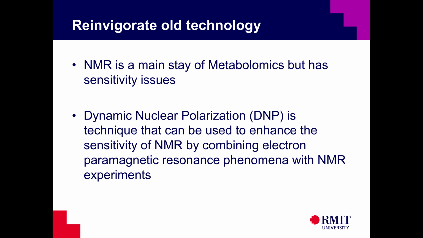So one way might be to improve the sensitivity of NMR-based metabolomics, and there's been various ways proposed to do that. But one way I think that's exciting at the moment is DNP, or dynamic nuclear polarization, and this exploits basically electron spin. So electrons also have spin, just like protons, and you can transfer that spin and increase the sensitivity of your NMR experiments.